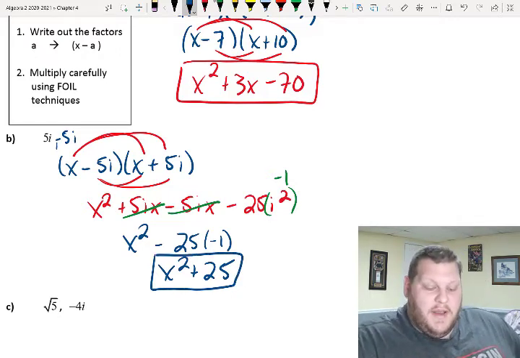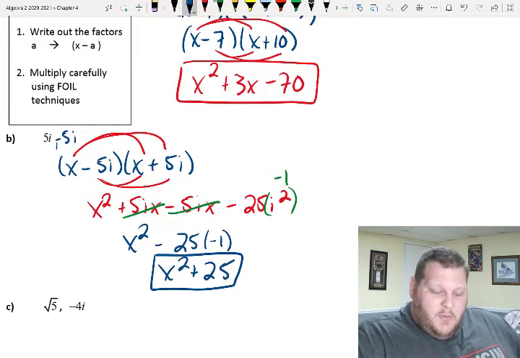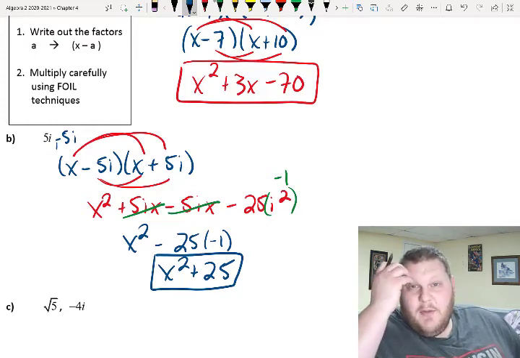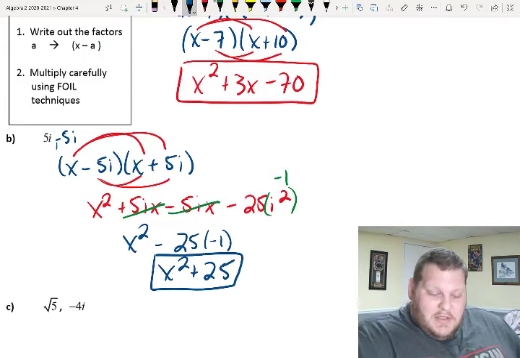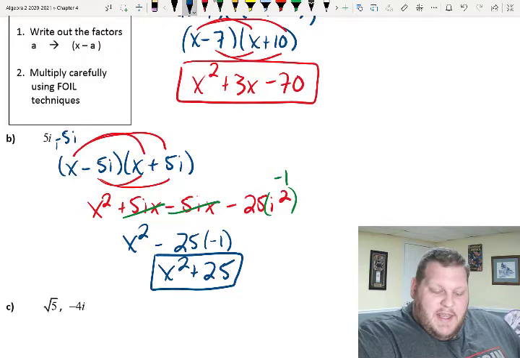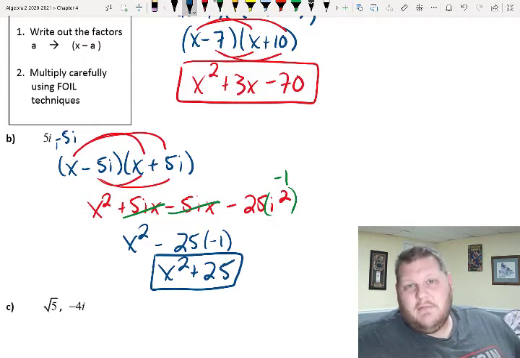Now, as complex and as weird as that is, there's a pattern that develops. Anytime we had a 5i and negative 5i, it basically turned into the sum of two squares. That's always going to be the case. You see here, I started with 5i and negative 5i and I just ended up with x squared plus 25. If you have 3i and negative 3i, it's going to turn into x squared plus 9. So you can see those patterns, and it gets a little bit easier.